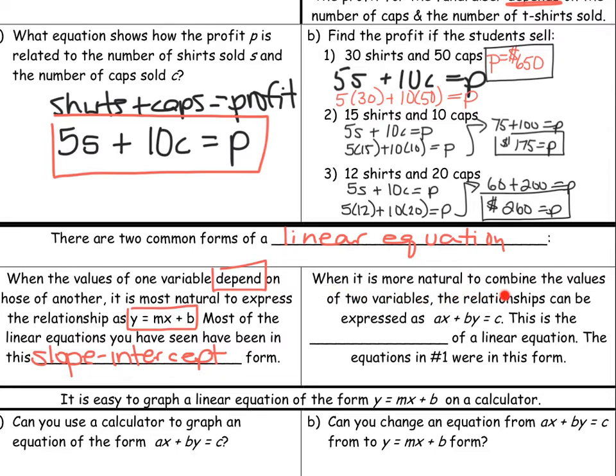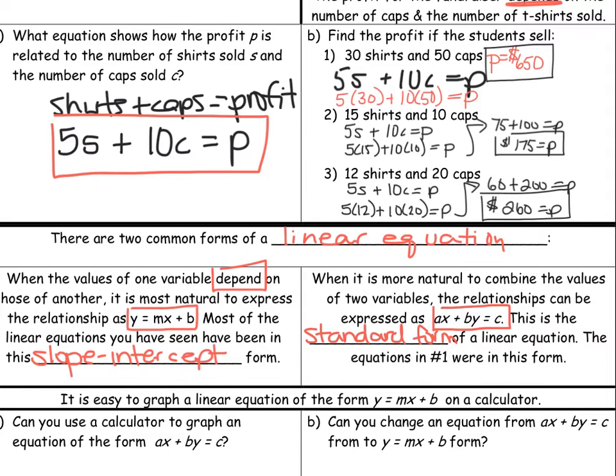So when it's more natural to combine the values, which is what we're doing up here, we're combining the number of shirts and the number of caps to get the profit. When we combine the values, we get this form, which is ax plus by equals c, and we call that standard form of the linear equation. And the equations in number 1 were in standard form.